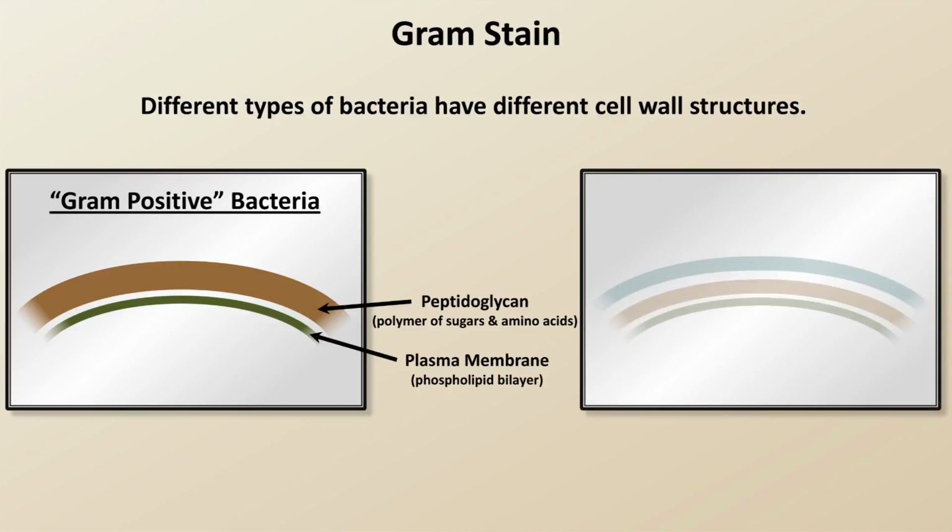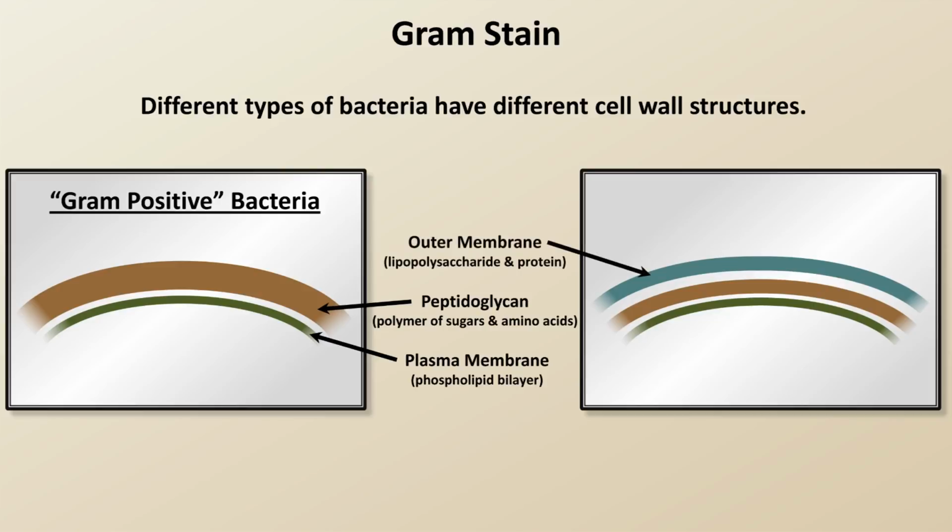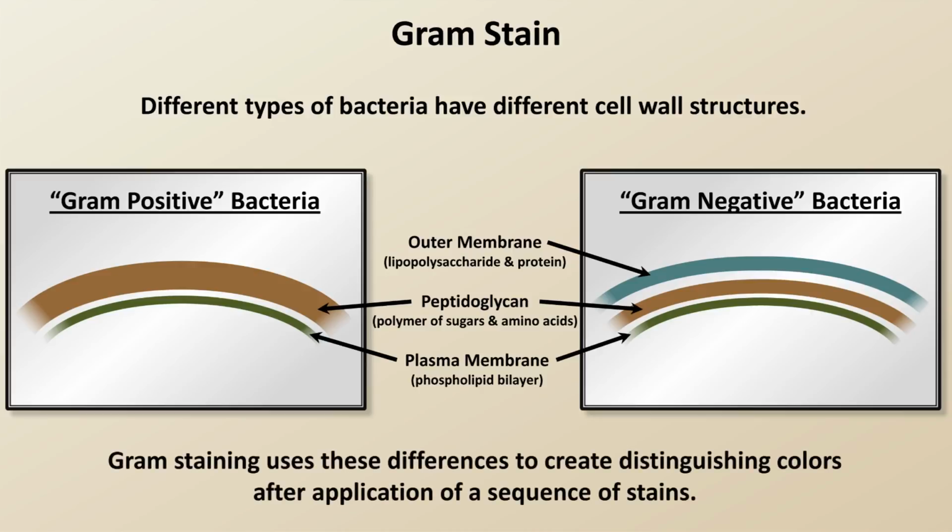In the other category of bacteria, the outermost layer is referred to as the outer membrane, which is made up of lipopolysaccharide and protein. Inside of this is a thin peptidoglycan layer. Finally, the innermost layer is the same plasma membrane. These bacteria are known as gram-negative. Gram staining uses these differences to create distinguishing colors after application of a sequence of stains.